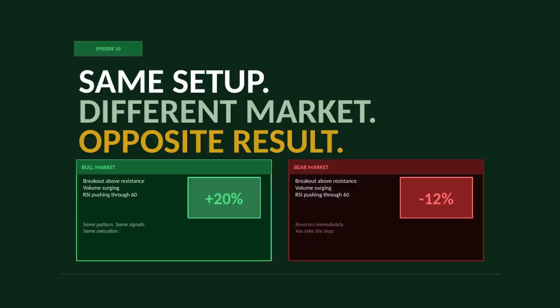The difference isn't the setup. The difference is the market regime you're trading in. And most traders never check it first.